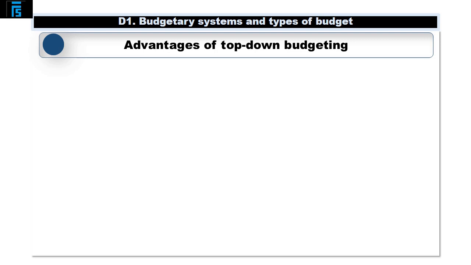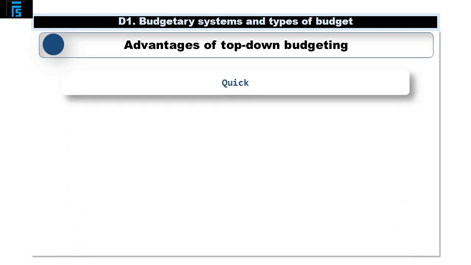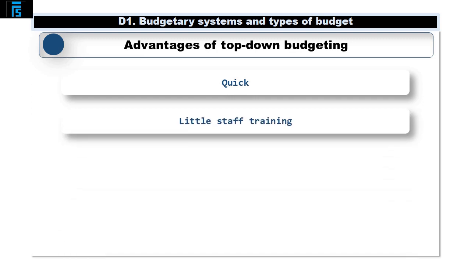Advantages of top-down budgeting include: it is quick. As there is no participation of middle or junior management in the budget process, then it should not take much time to prepare. Hence, less staff training will be required, meaning less costs will be incurred.